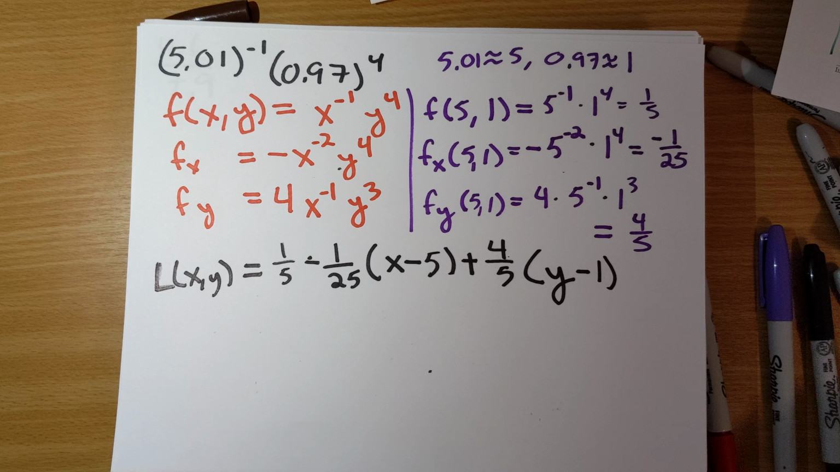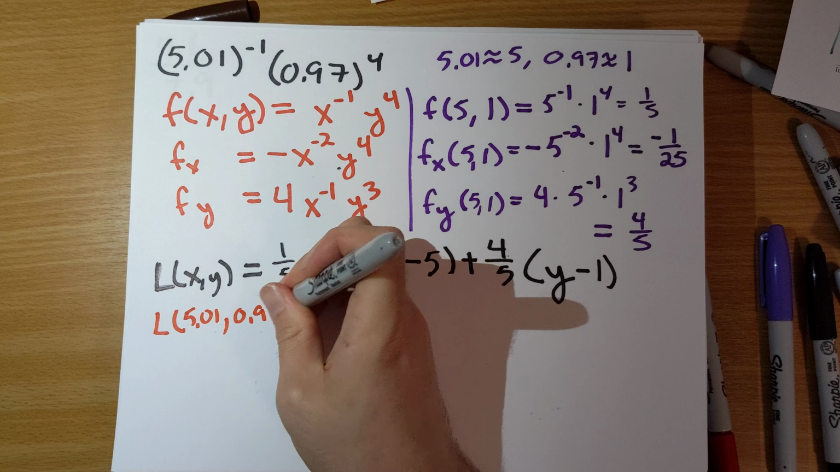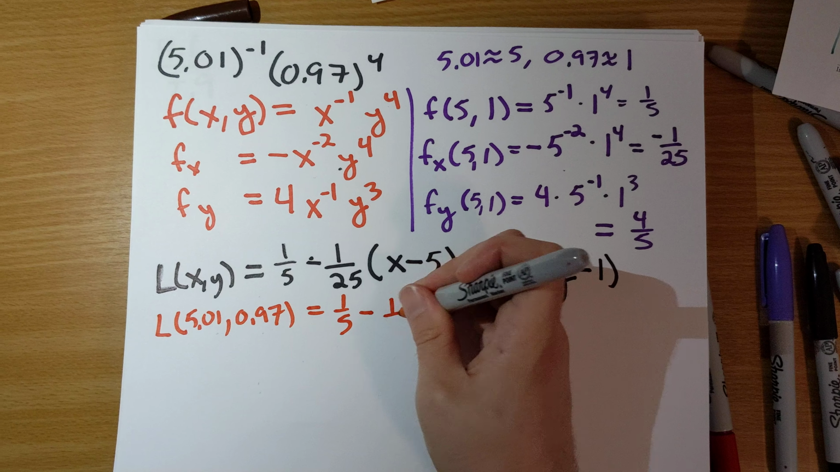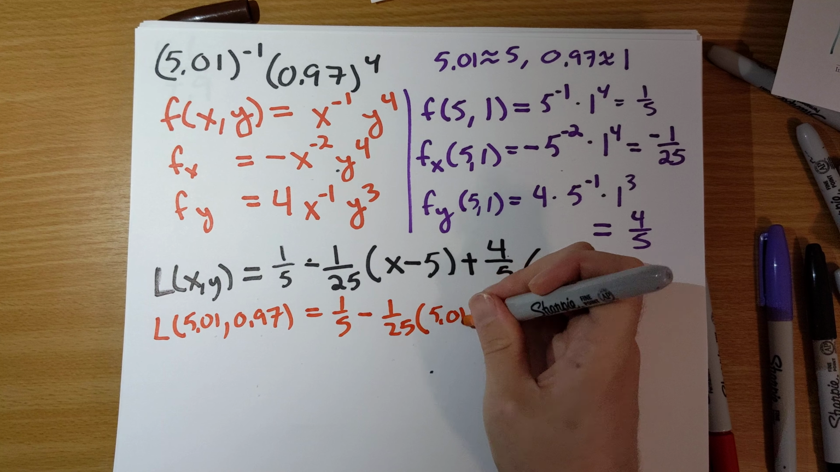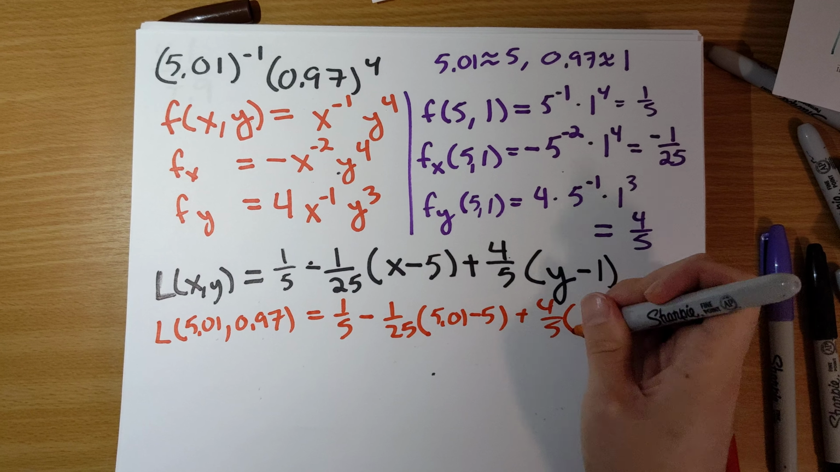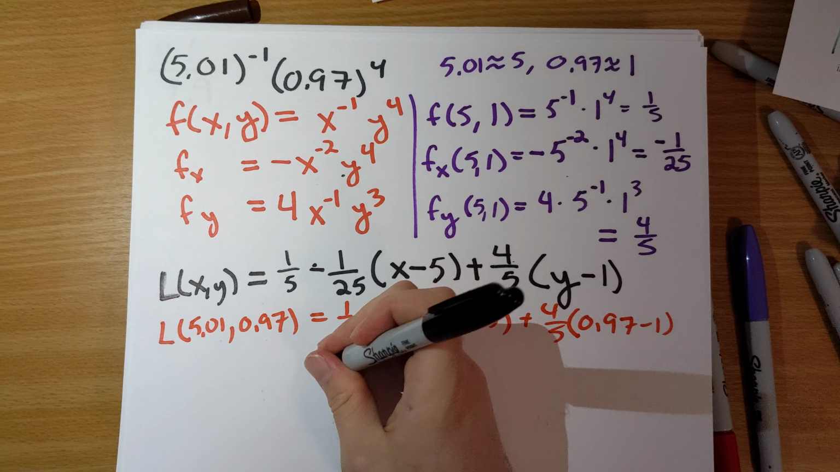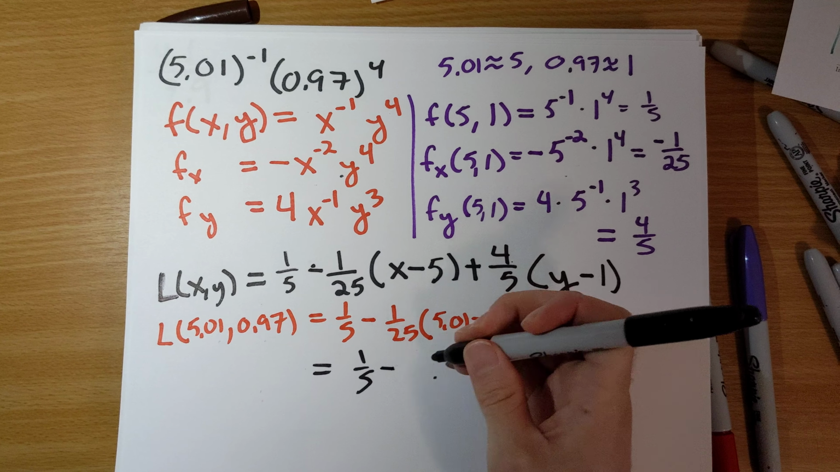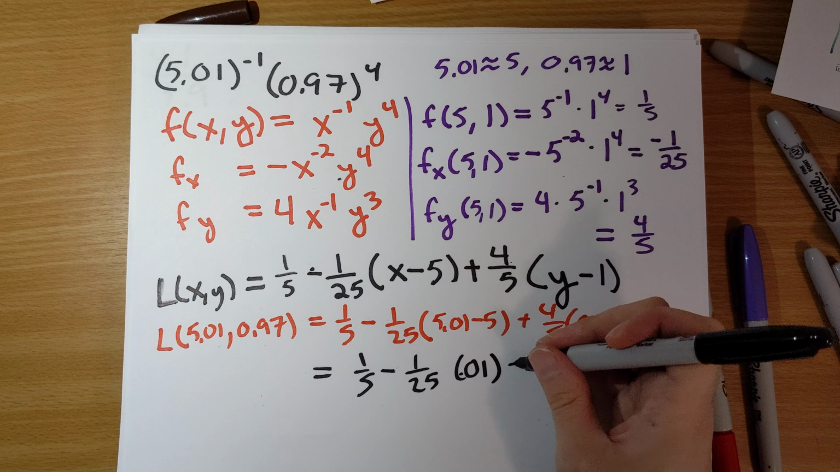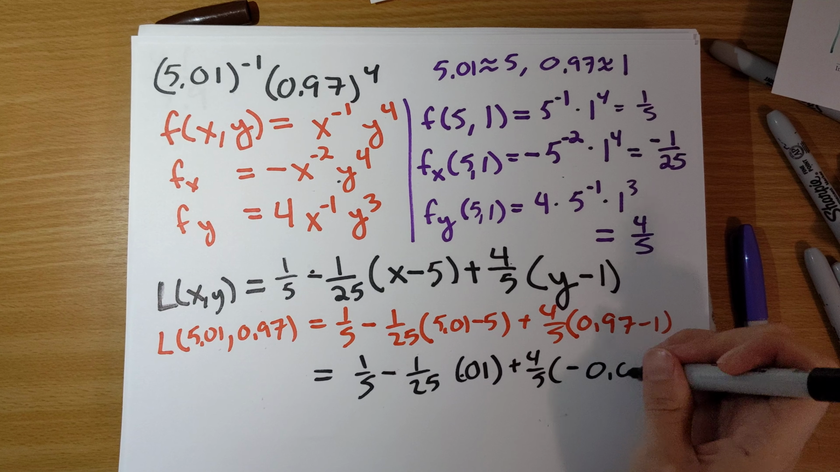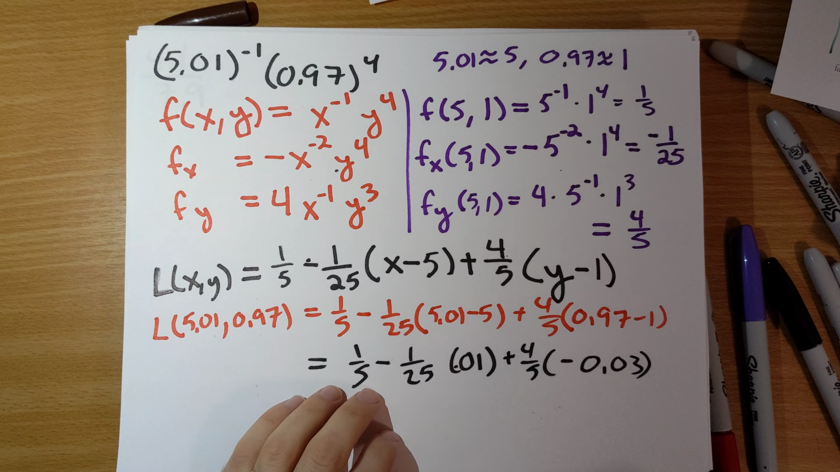So then, to finish this off, L of 5.01, comma 0.97 is equal to 1/5 minus 1 over 25 times 5.01 minus 5 plus 4/5 times 0.97 minus 1. And this will be 1/5 minus 1 over 25 times 0.01 plus 4 over 5 times negative 0.03. Of course, we can simplify that if we want to, but I'm just going to leave it like this.